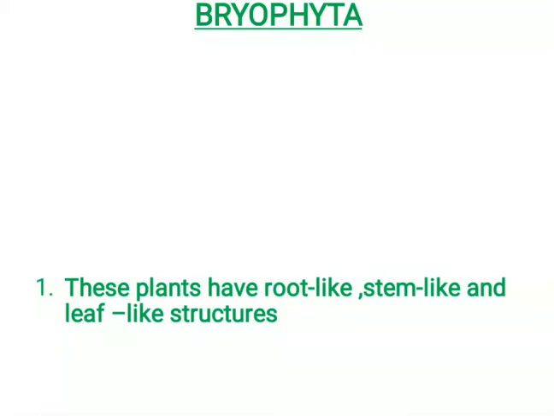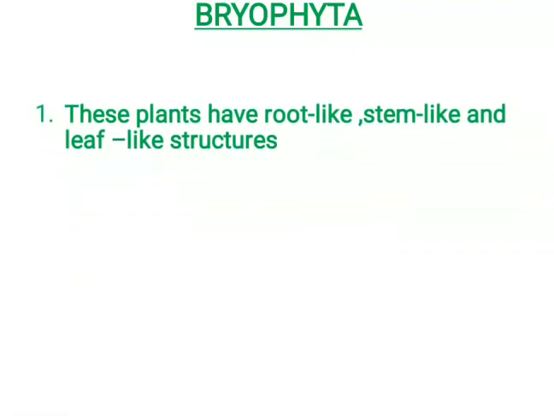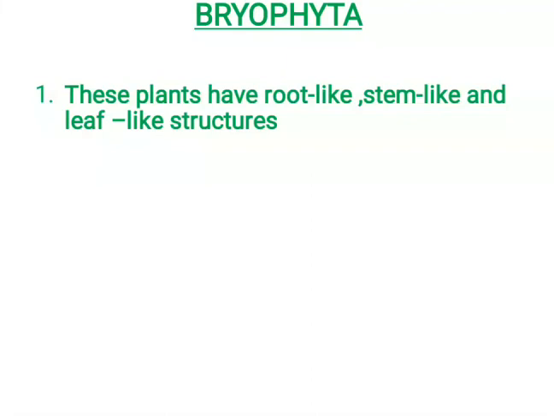Phyton again means plants. So these are again simple plants but a little advanced than the previous phyta, that is thallophyta. Let us see the characteristics. These plants have root-like, stem-like and leaf-like structures. If you remember, thallophyta did not have any such structure. It was just a flat thallus. These plants are better advanced. They have root-like, stem-like and leaf-like structures.